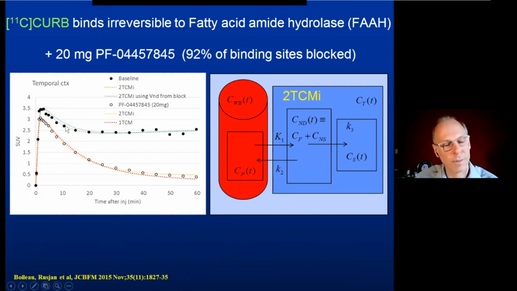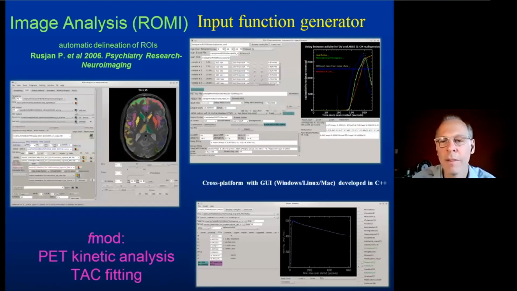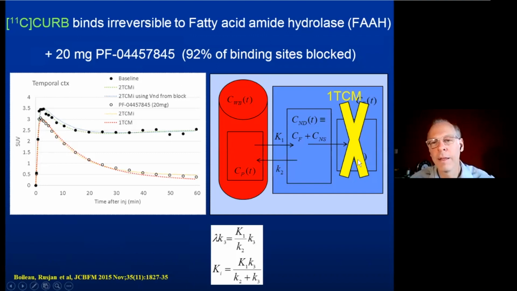So in that way, I was able to see that the predictions of the model were good in real life. This is the time activity curve in baseline condition. This is the time activity curve after a high dose of MAOB inhibitor. And it's possible to see that in red and yellow, the two tissue compartment model irreversible and the one tissue compartment model reversible fit the time activity curve in block condition well. And this is because in block conditions, we don't have this irreversible compartment, and we only have one reversible compartment.